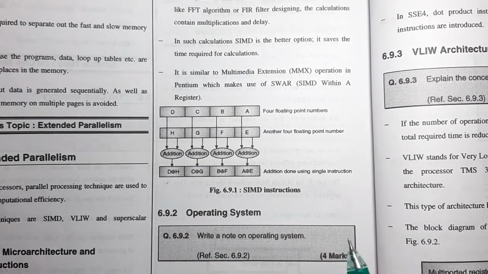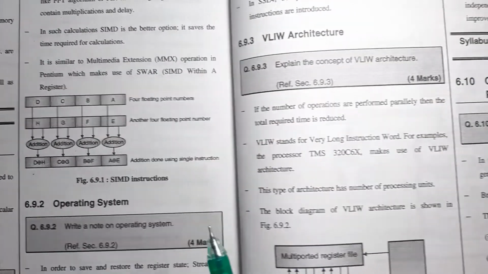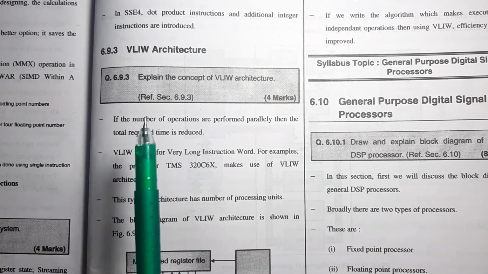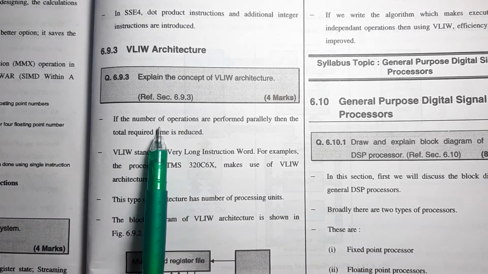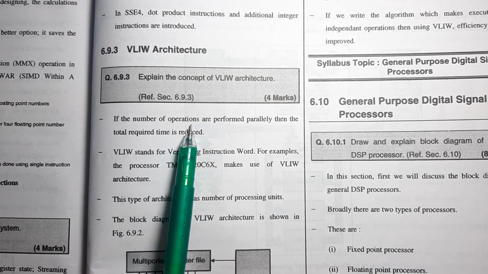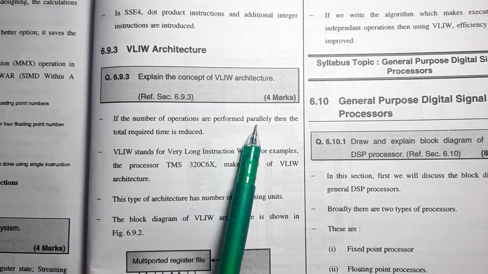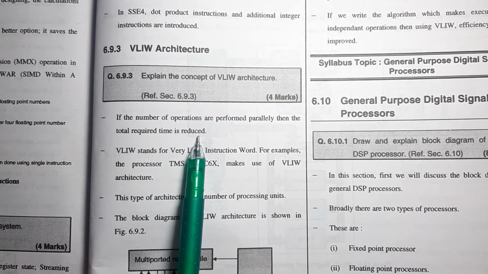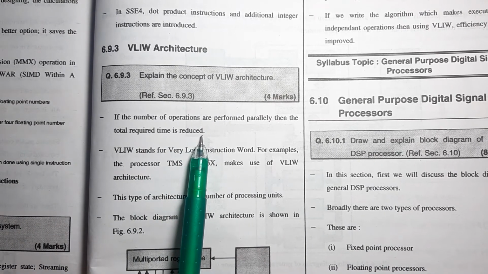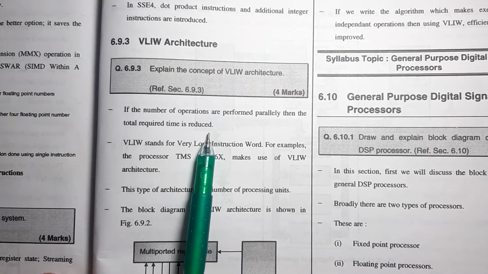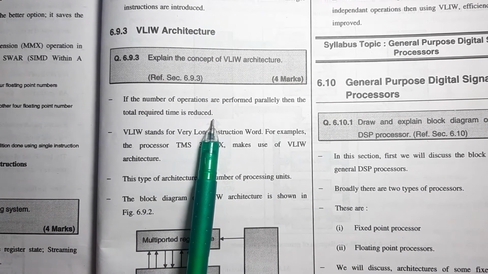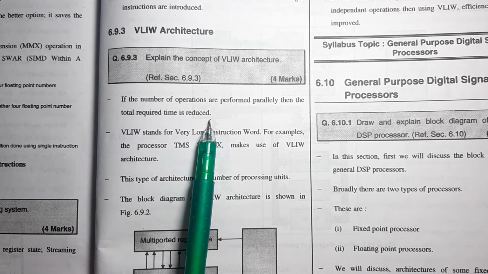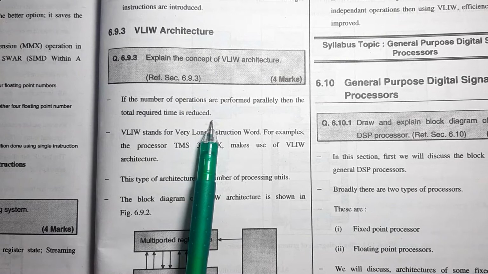Now we are going to look into another type of parallel processing, beginning with VLIW architecture. In general, if a number of operations are performed in parallel, then the total time required is reduced. This is something we want to achieve over a period of time: the total operation time should be less, and the better the output, the more the time efficiency should be maintained.